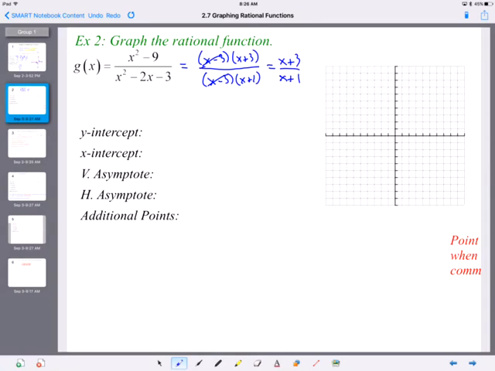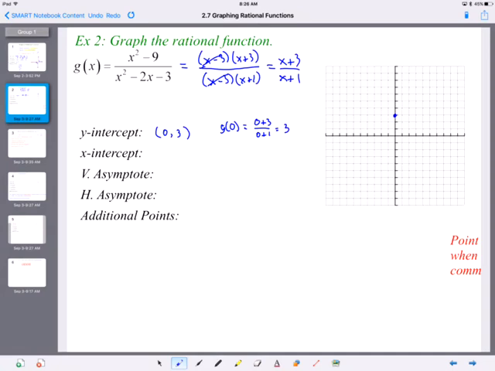And so let's go ahead and find the intercepts as well using that new function, x plus 3 over x plus 1. For the y-intercept, once again, you're going to plug 0 in for x. Let me do g of 0. You're going to get 0 plus 3 over 0 plus 1. So that's 3 over 1, which is 3. So we'll go ahead and plot that. 0, 3. That's your y-intercept.